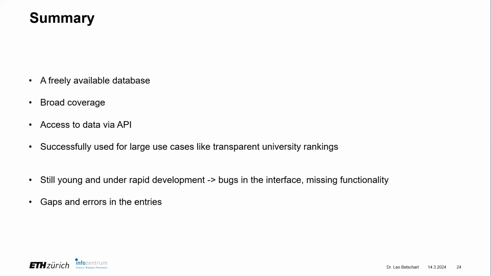You have access to the data via API. So if you need a large amount of data, this is really valuable. And we have this successful use case of large university rankings that has now been demonstrated for the first time. It's a very young database, so it only started in the summer of 2022. So it's not even 2 years old. The web interface is very young. That only started at some point last year.